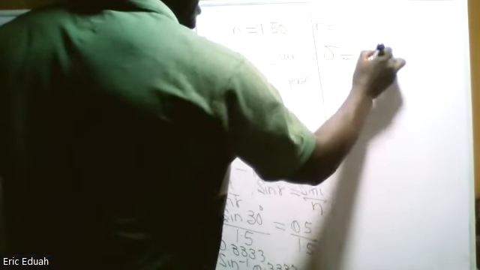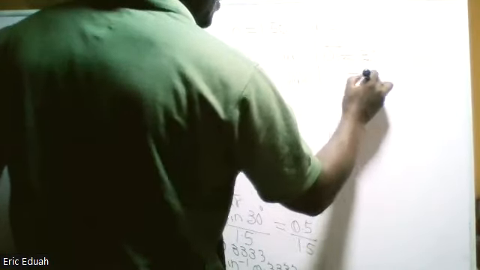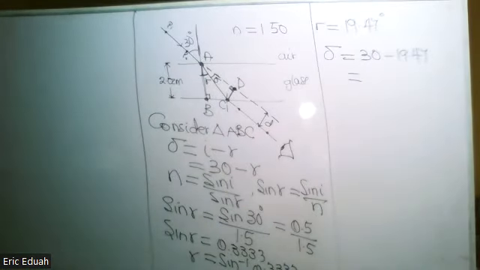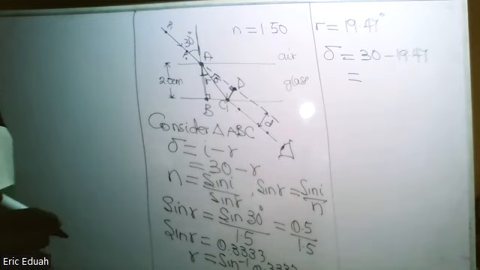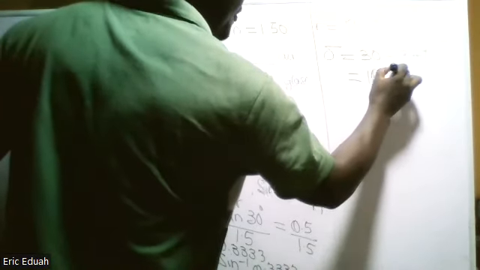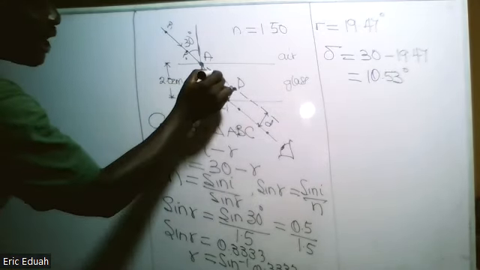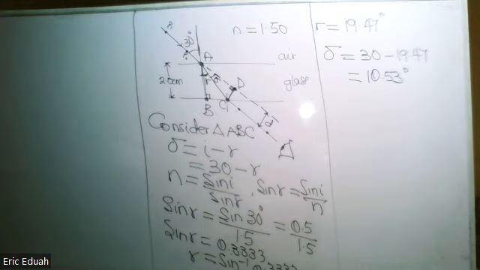Now, if the angle of refraction is this, then it means the angle of deviation would be equal to 30 minus 19.47, which would have to give us 10.53 degrees. So we have R, we have sigma. We can go ahead to find whatever we are looking for.